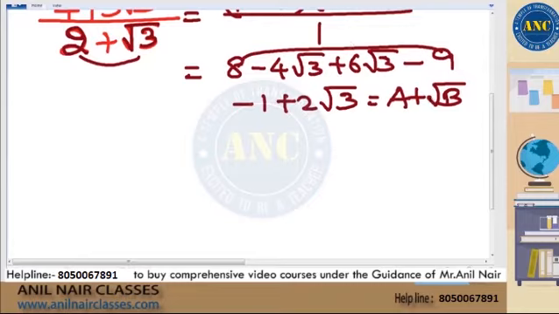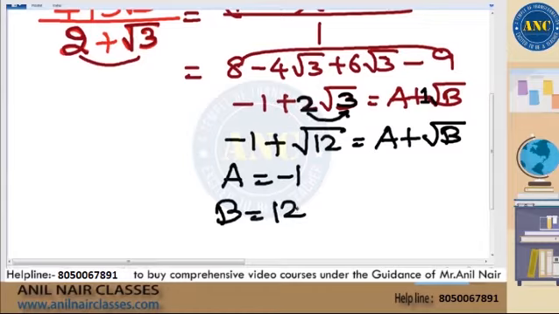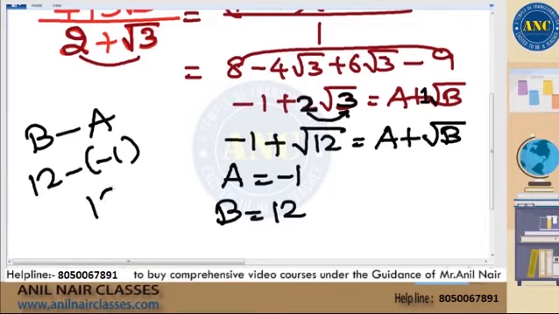The square root term should have coefficient 1, but here it is 2. Bring this 2 inside the square root. If it goes inside the square root, it becomes 4. 4 into 3 is 12. My final answer is minus 1 plus root 12. This is nothing but a plus root b. A value is minus 1. B value is 12. B minus a is 12 minus of minus 1, which is 13.